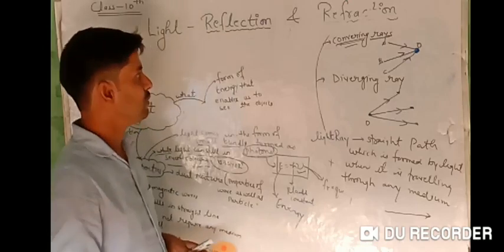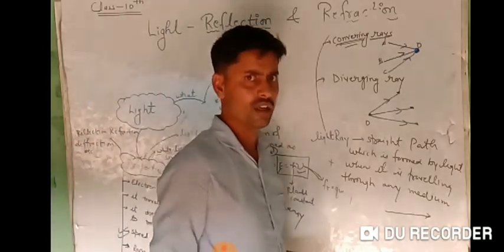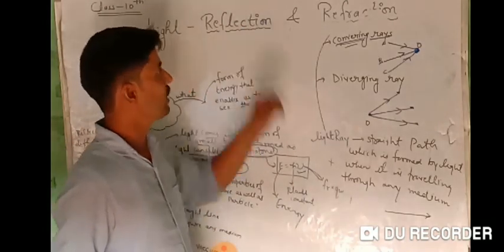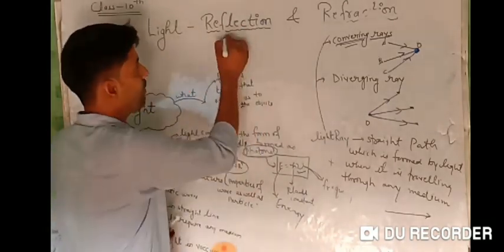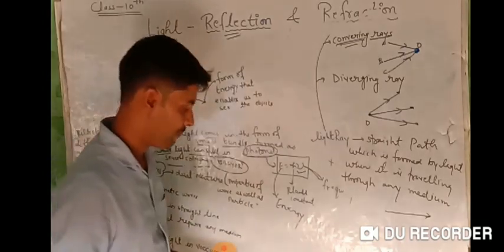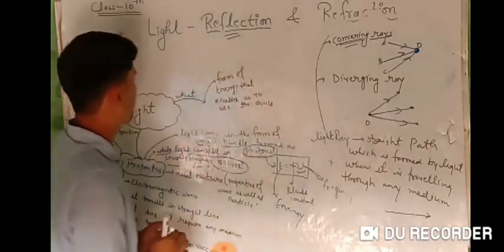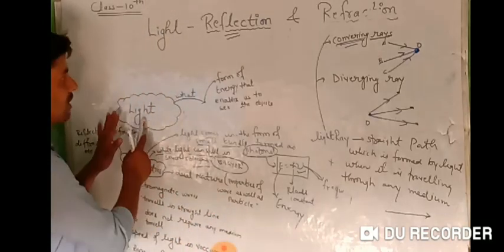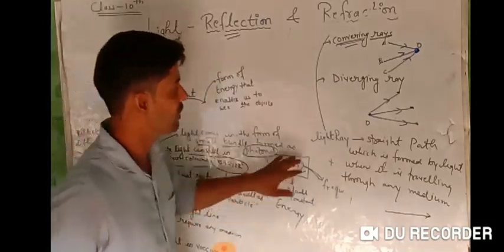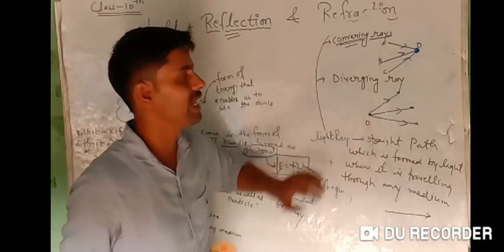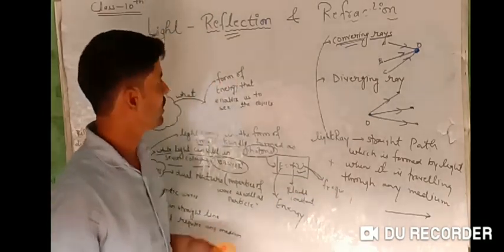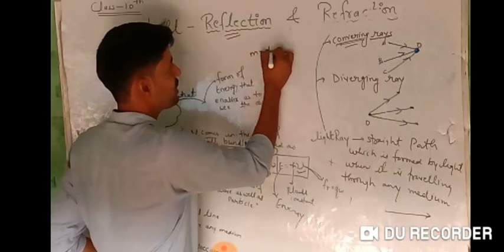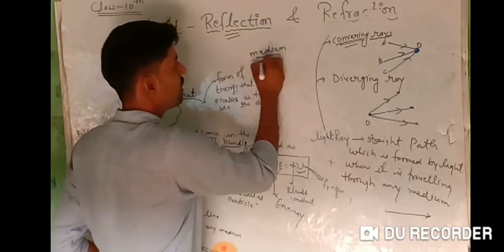Now we will study what reflection is. Okay, now I had to erase it. I think you get the idea of what light is, what its properties are, and what a light ray, converging rays and diverging rays are. One thing more: medium. What is medium?